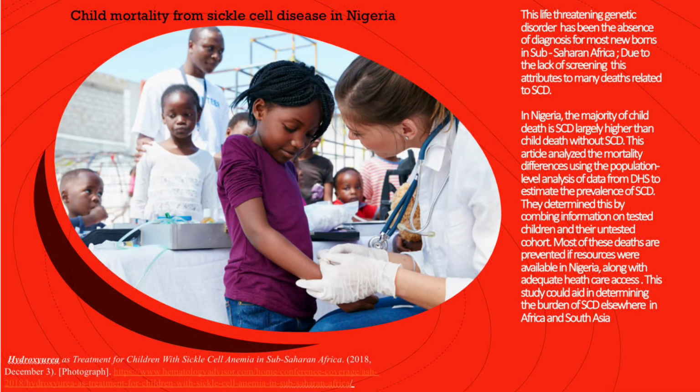This life-threatening genetic disorder has gone undiagnosed for most newborns in sub-Saharan Africa. Due to the lack of screening, this attributes to many deaths related to sickle cell disease. In Nigeria, the majority of child death is sickle cell disease, largely higher than child death without sickle cell disease. This article analyzed the mortality differences using population level analysis of data from DHS to estimate the prevalence of sickle cell disease. They determined this by combining information on tested children and their untested cohort. Most of these deaths could be prevented if resources were available in Nigeria, along with adequate healthcare access. This study could aid in determining the burden of sickle cell disease elsewhere in Africa and South Asia.